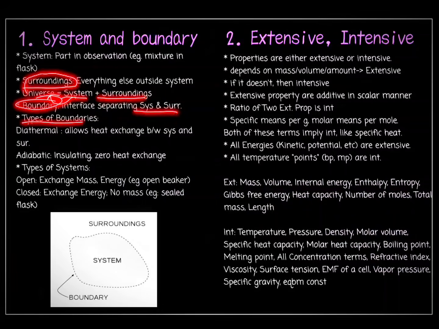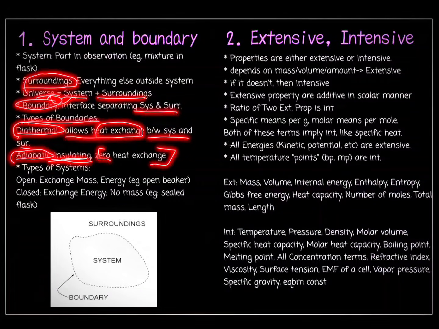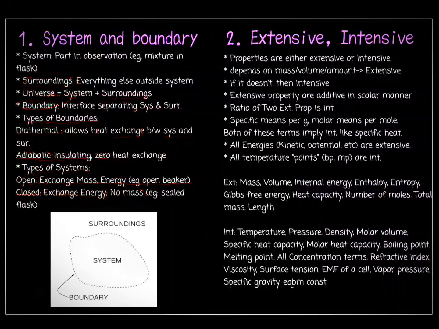Obviously, if I add system and the surroundings, I get the universe, and the interface between system and surrounding is called a boundary. So the types of boundaries are, first of all, diathermal boundary. It allows heat exchange between system and surrounding. Adiabatic boundary, which is insulating, allows zero heat exchange. And these are the types of systems. Open systems exchange mass and energy. Closed systems exchange energy but don't exchange mass. And isolated systems exchange neither.